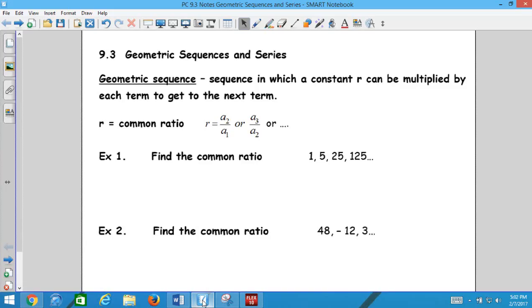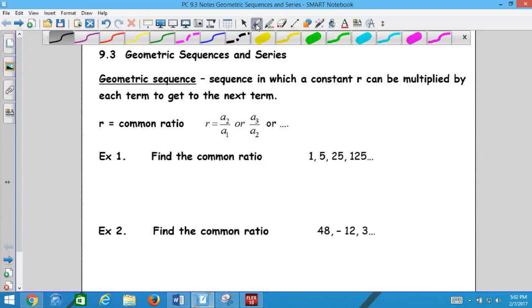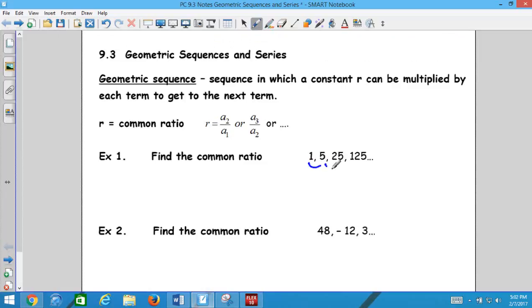All right, we are learning about geometric sequences and series today. A geometric sequence is when you can multiply by the same number to get the next number in the series. In this one, I could just look and say 1 times 5 is 5, then 5 times 5 is 25, and then times 5. So my rate is 5.